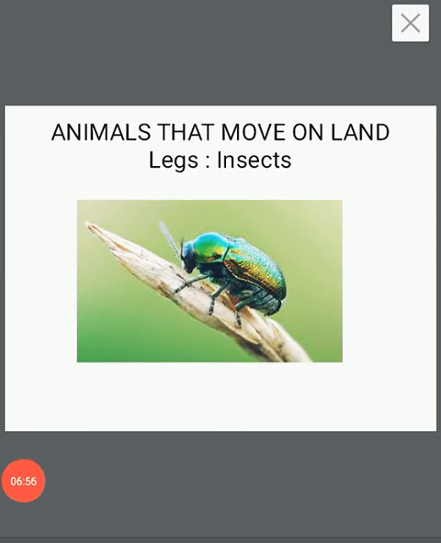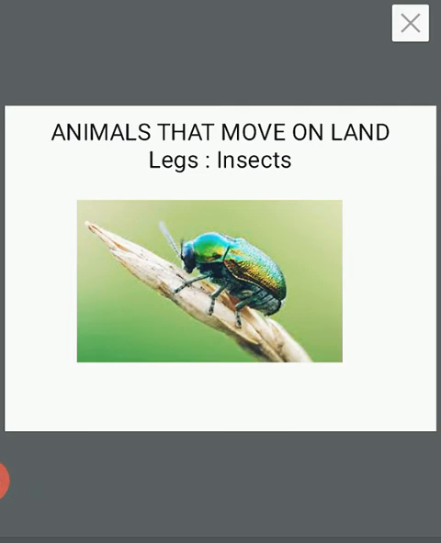Now the next category we have over here is the insects. All insects have 6 legs. Ants and beetles use their legs for walking. A grasshopper uses its powerful hind legs to hop. Now this completes the animals that move on land.